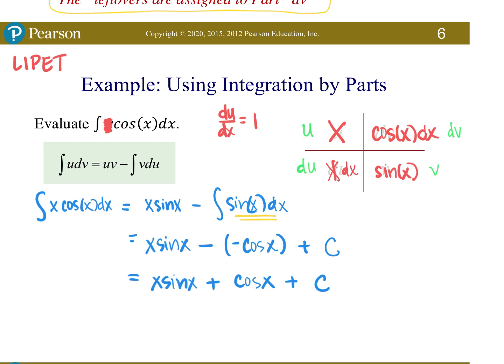And you do. If you take the derivative of this, and you take the derivative of this, and the derivative of c is 0, you end up right back at the beginning again. Isn't that cool how that works? All right, this just takes a little practice.